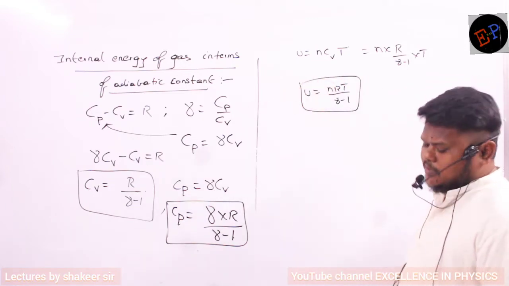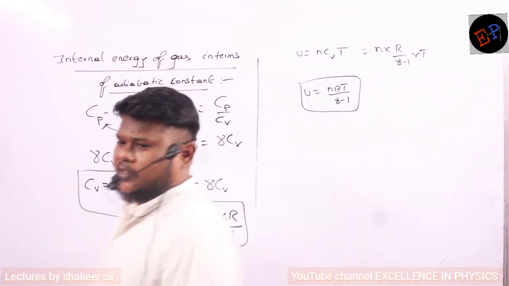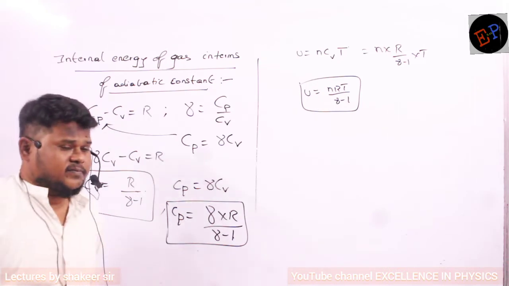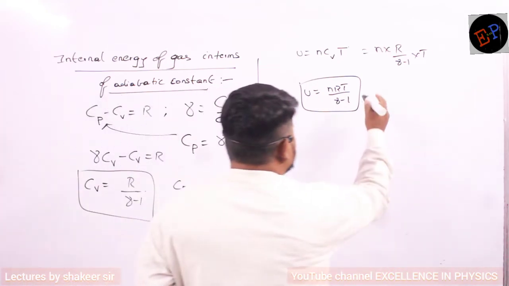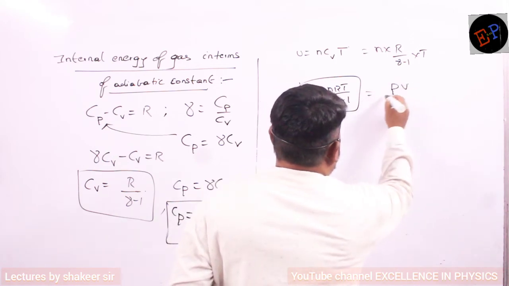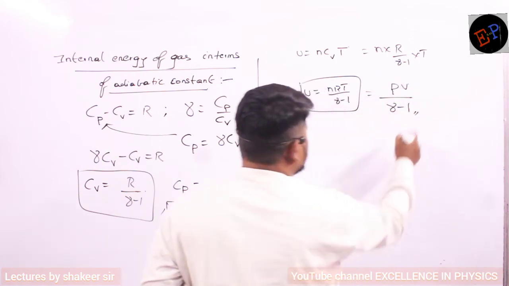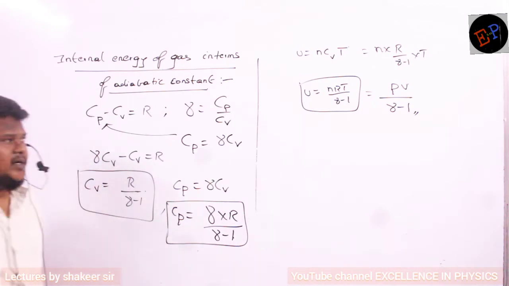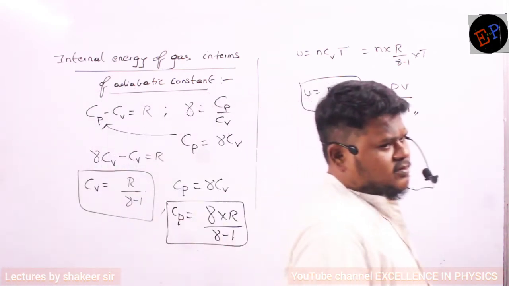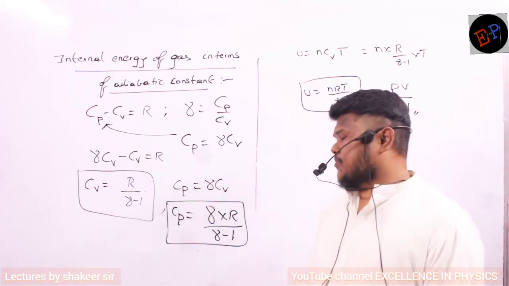So this is the equation to calculate the total internal energy of the gas in terms of the adiabatic constant. And from the ideal gas equation, nRT is nothing but PV. So PV divided by gamma minus 1 also you can write. Are you able to understand? From the ideal gas equation, PV is equal to nRT, so instead of nRT, I can write PV also.